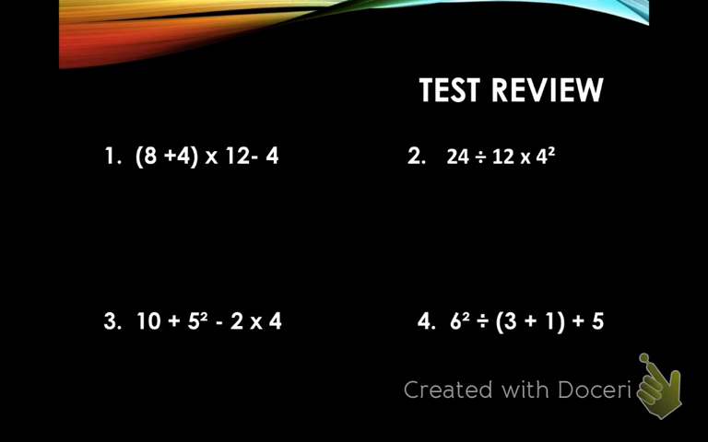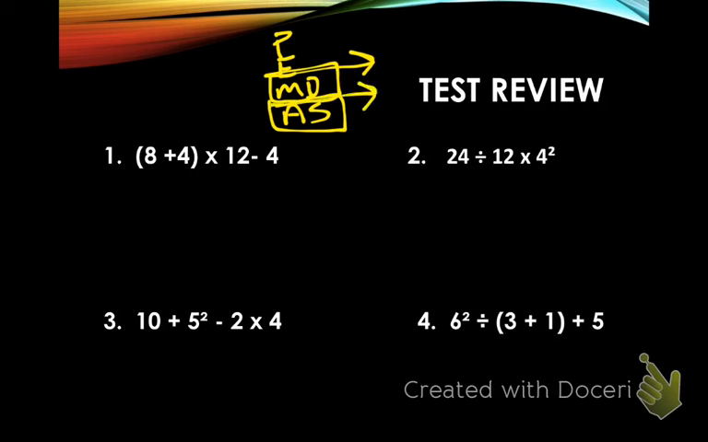We have 8 plus 4, in parentheses, times 12 minus 4. I know that I'm going to be following the order of operations, which is P, E, M, D, A, S. I know multiply and divide come together and add and subtract come together, and I also like to keep this arrow sometimes. That just means that we go left to right.